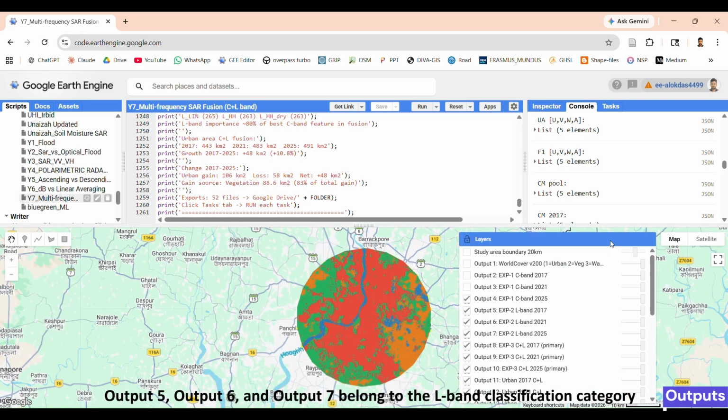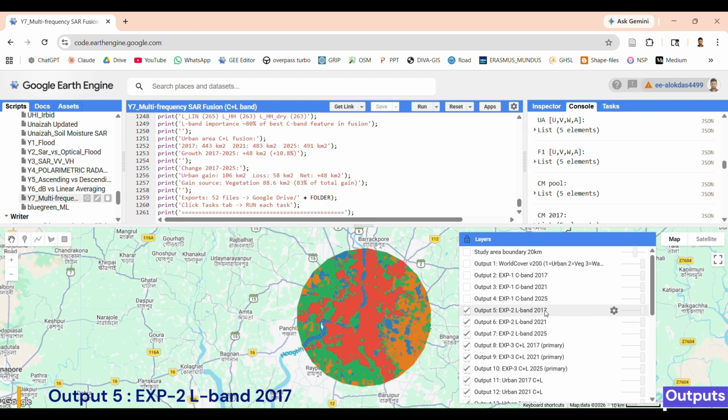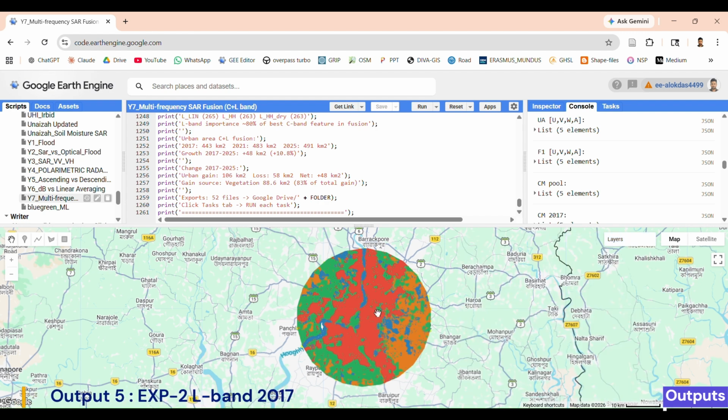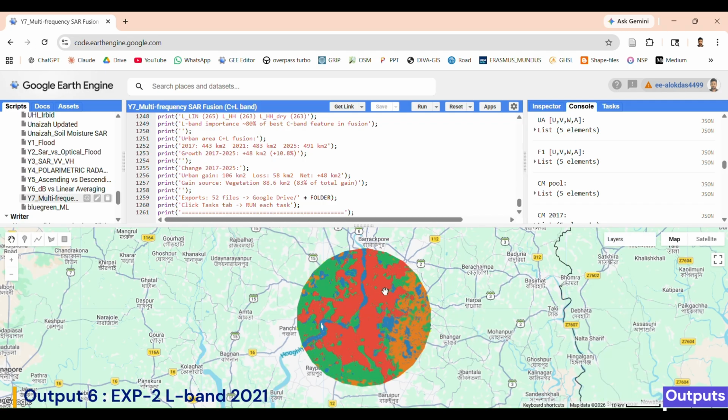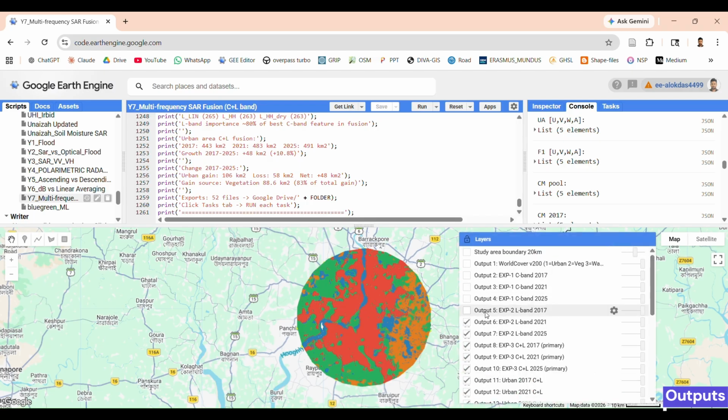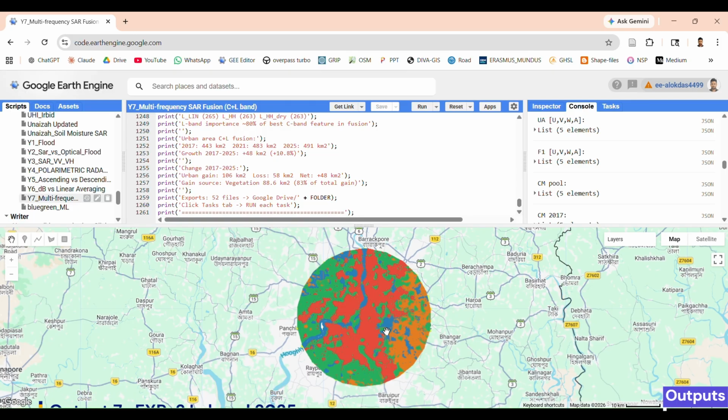Output 5, output 6, and output 7 belong to the L-band classification category. Now moving to output 5 for 2017. Urban areas appear smoother, with green vegetation more continuous and agriculture clearly visible. Next, observe output 6 for 2021, where red urban areas increase slightly compared to output 5, while vegetation and agriculture begin to reduce. Now moving ahead to output 7 for 2025, urban expansion continues, but boundaries are less sharp compared to C-band, although the increase in urban area is still clearly visible.